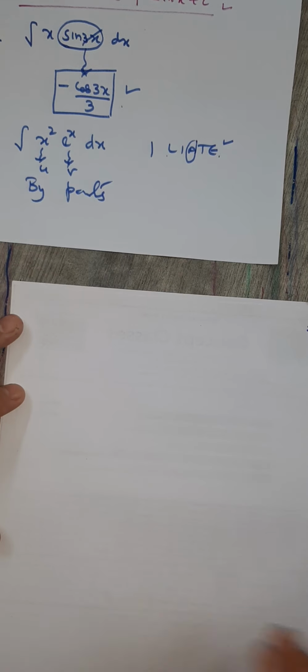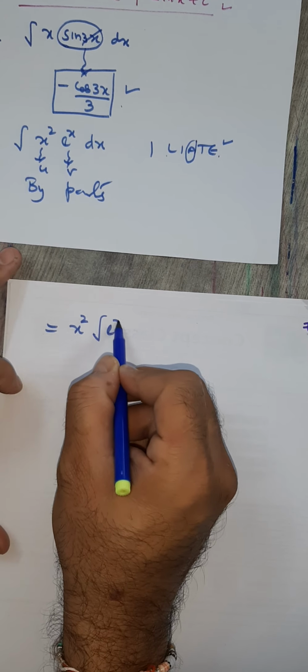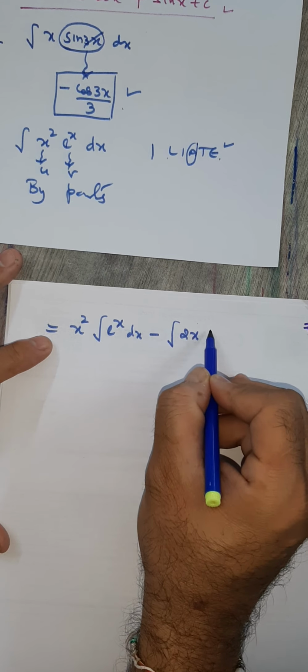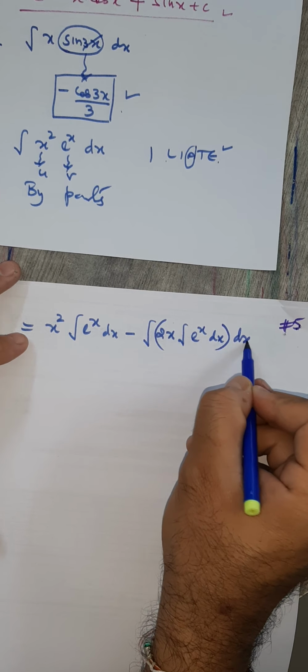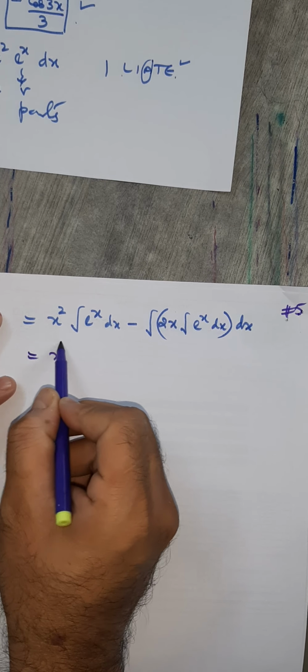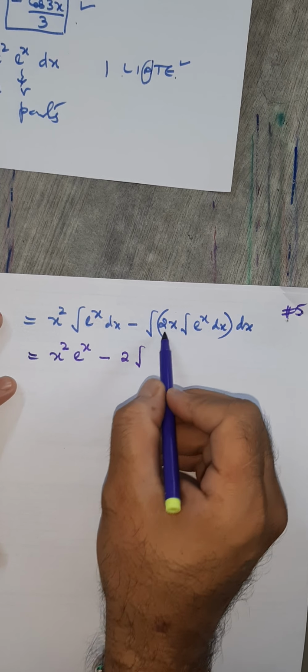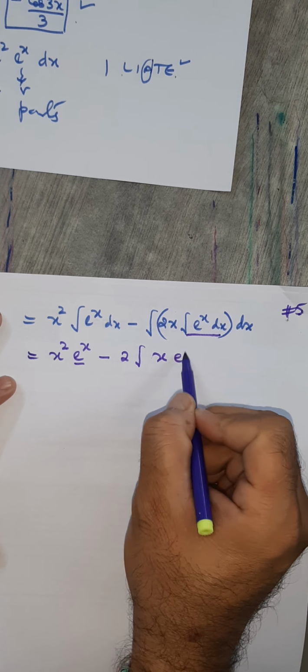If I use integration by parts here, which function will come out? X square will come out here. X squared outside, integral of e raised to x, minus inside the integral derivative of x square, which is 2x, into integral of e raised to x, and then whole integral. Okay, so this is equals to here x square. What's integral of e raised to x? E raised to x. 2 will come out because it is a constant. X as it is. What's integral of e raised to x? As you have written here, which is e raised to x.